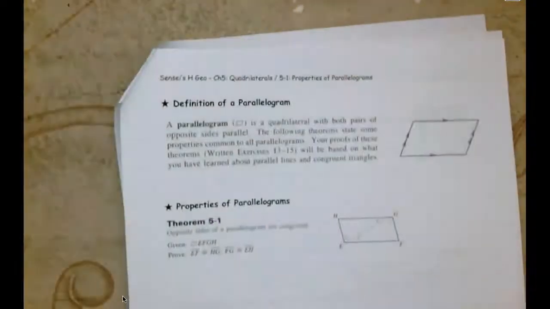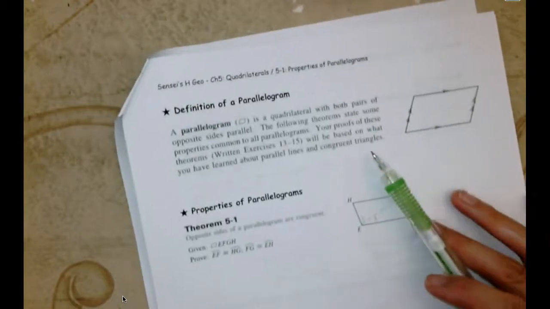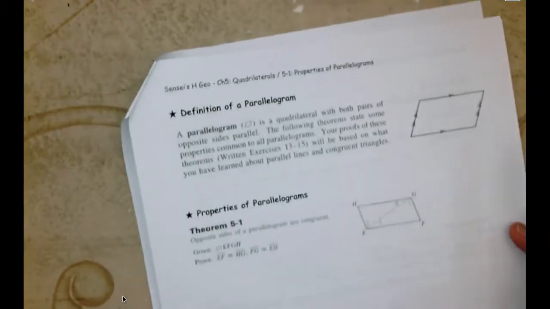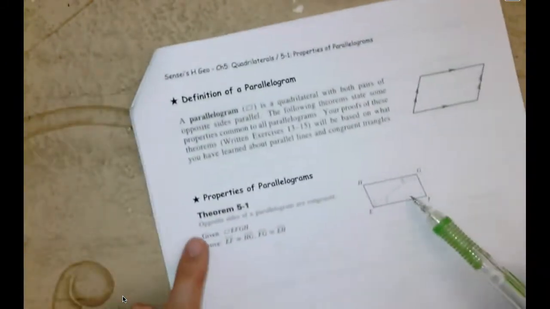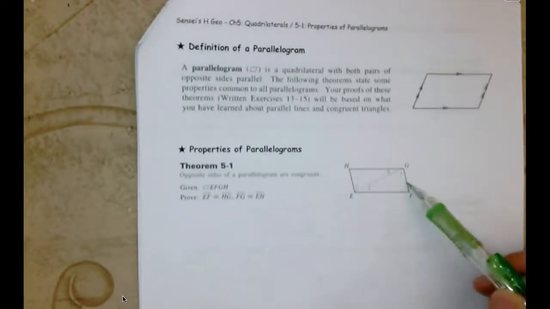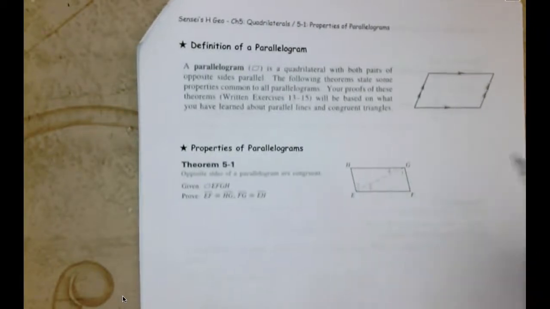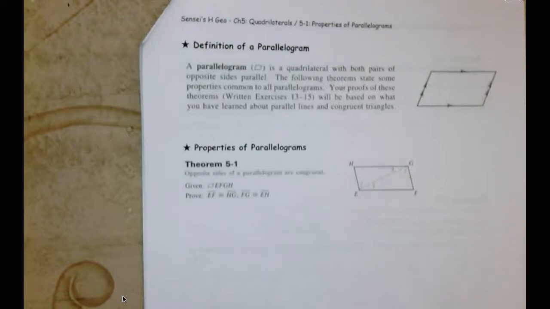These are the theorems. 5.1, 5.2, 5.3 are the characteristics of a parallelogram, and we're going to prove these. The first one is: opposite sides of a parallelogram are congruent. The definition says these are parallel and these are parallel. Now we are saying that these are congruent and these are congruent. That's what we are trying to prove.